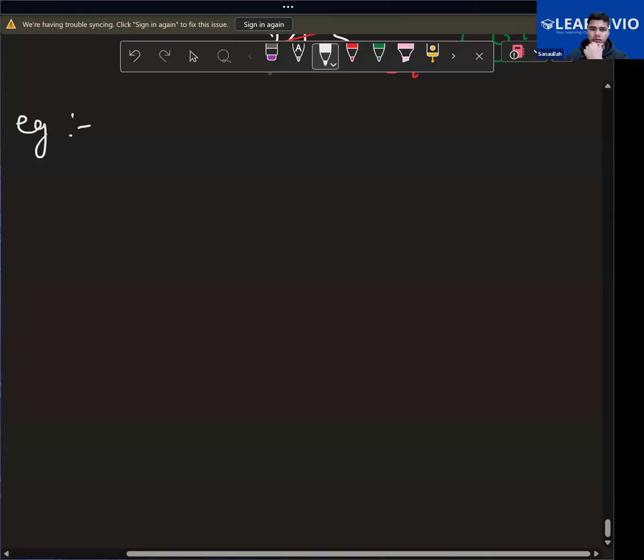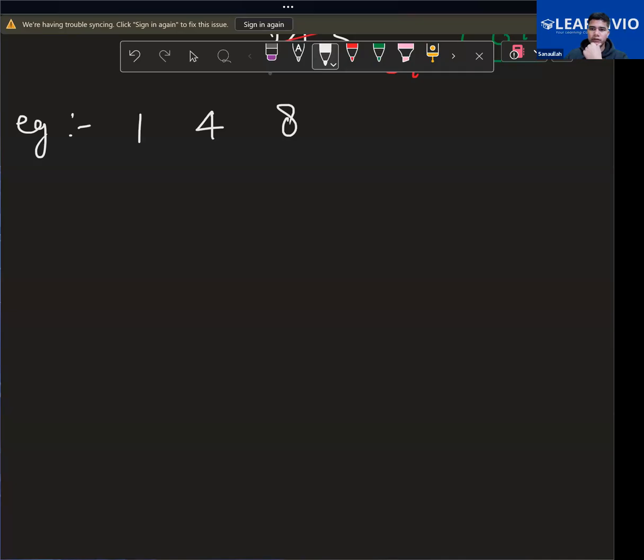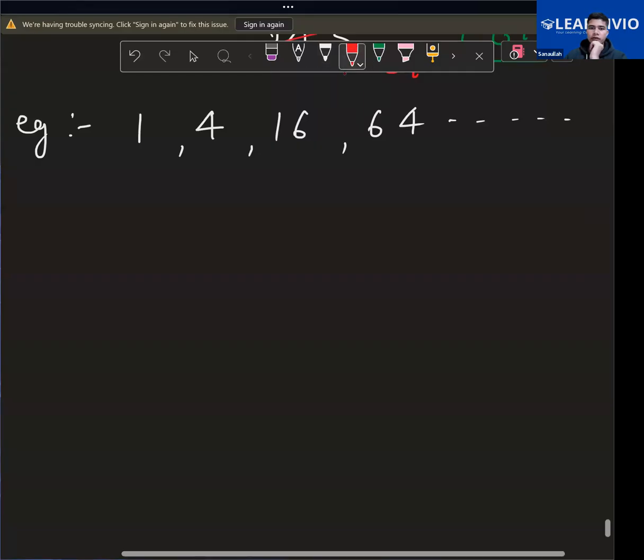Question is, you have the sequence 1, 4, 16, 64, and so on. Oh, sorry, not 8. This is a sequence, and you have to tell me what the 20th term of this sequence is.